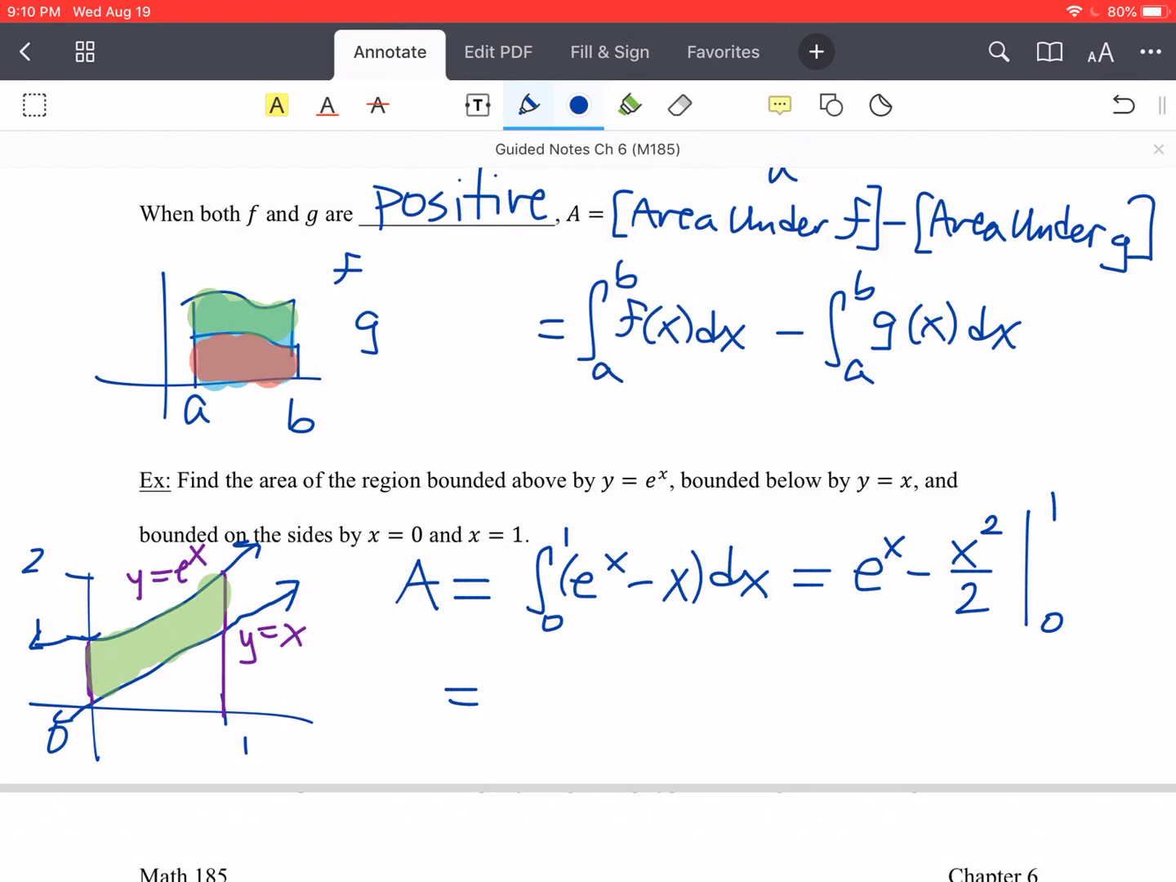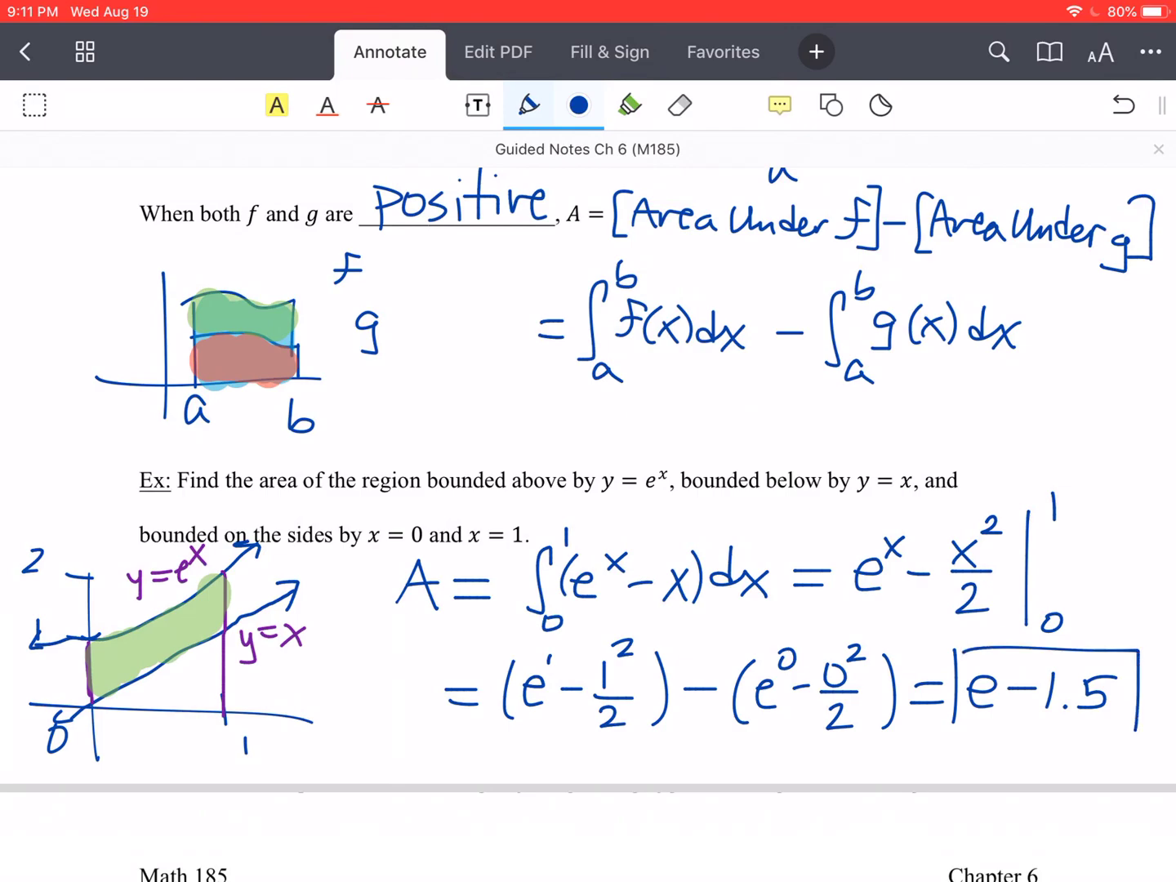So then sub in, right, big F of b minus big F of a from the fundamental theorem of calculus. So that's e to the first minus 1 squared over 2 minus e to the 0 minus 0 squared over 2. Okay, so that's going to be e minus 1/2 minus 1. So that's going to be e minus 1.5. And that would be the value of that area.